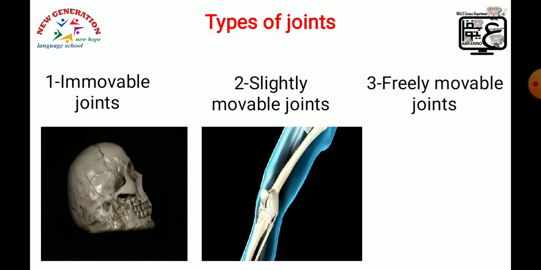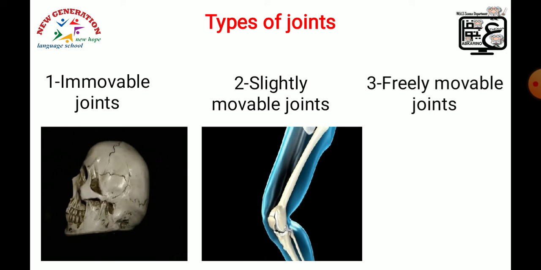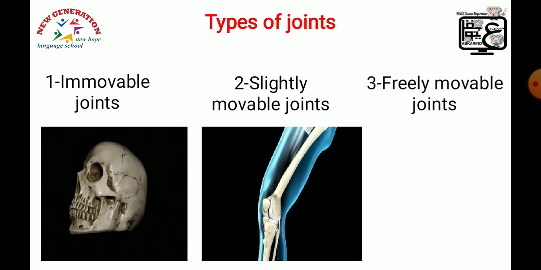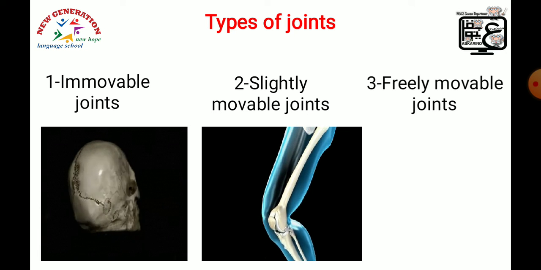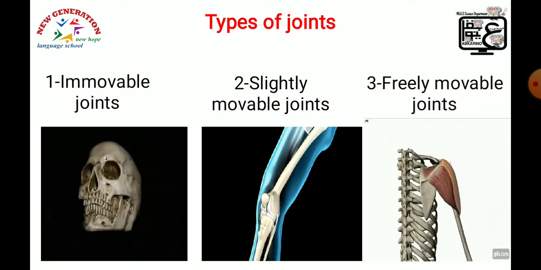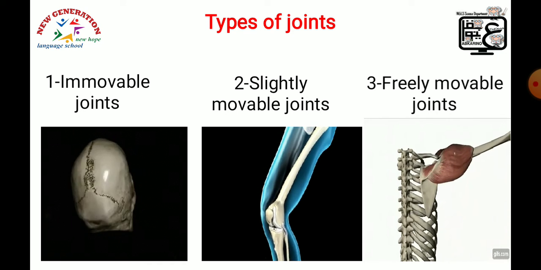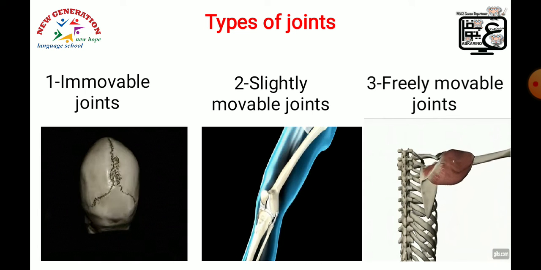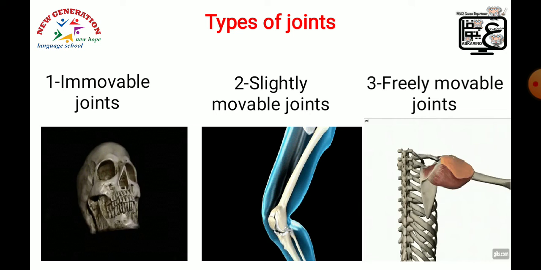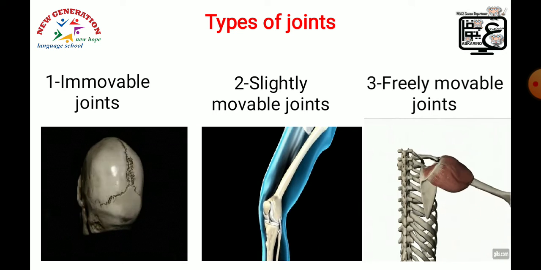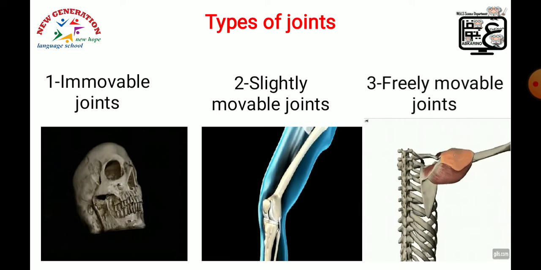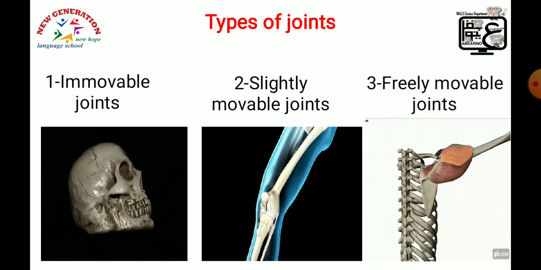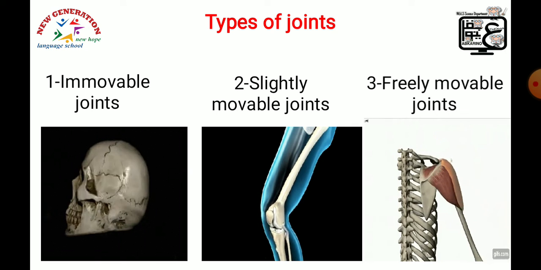And the last one, freely movable joints. They allow movement in all directions. For example, as you see in this picture, the shoulder, wrist, ankle. So again, freely movable joints allow movement in all directions. For example, shoulder, wrist, and ankle.